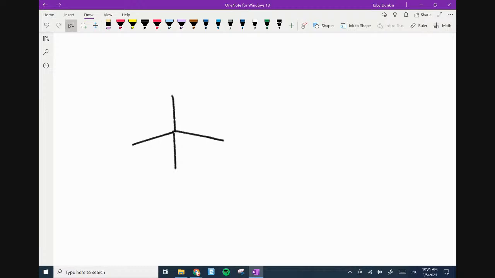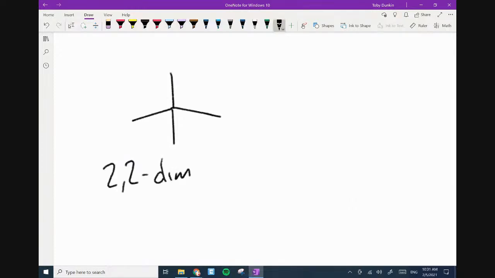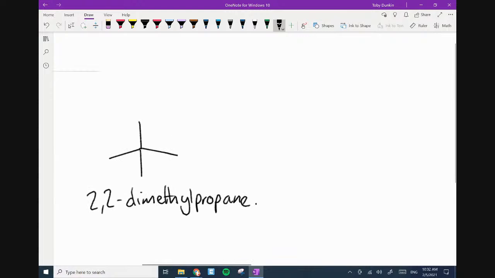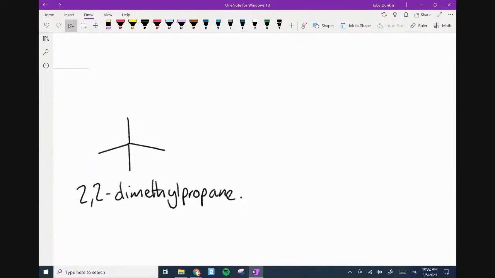Now, guys, that's what I call outstanding nomenclature. Well done. That is 2,2-dimethyl. If you want to go and visit methyl and ethyl, do that in your own time. It's methyl. 2,2-dimethylpropane. Love it.